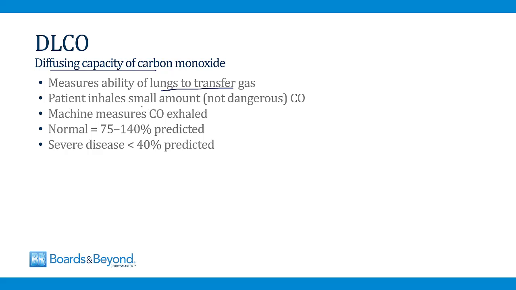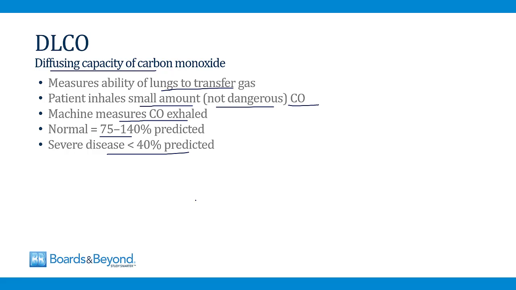The way it works is the patient inhales a small amount of carbon monoxide. This amount is not dangerous. The machine measures the carbon monoxide that is exhaled, and from that it determines how much capacity the lungs have to take up gas. A normal result is 75 to 140% of predicted. In patients with severe forms of lung disease, it can be less than 40% predicted.